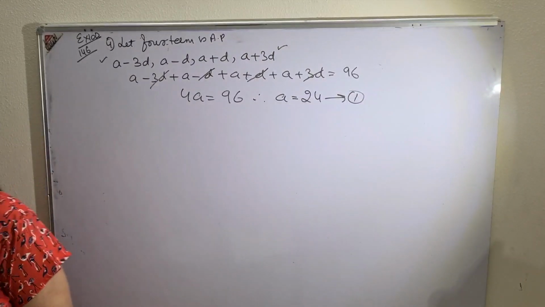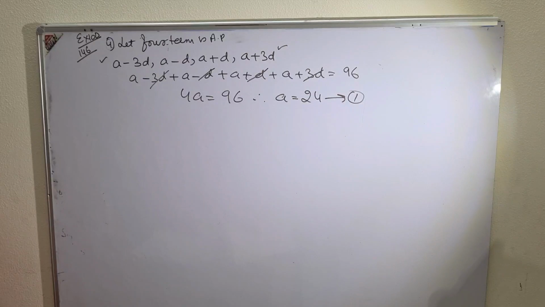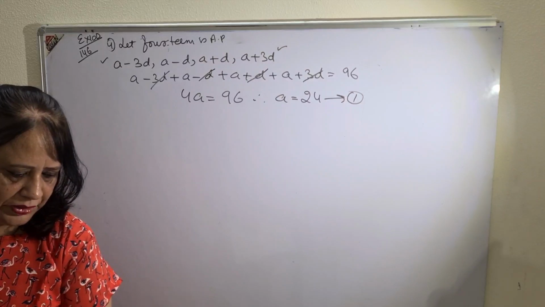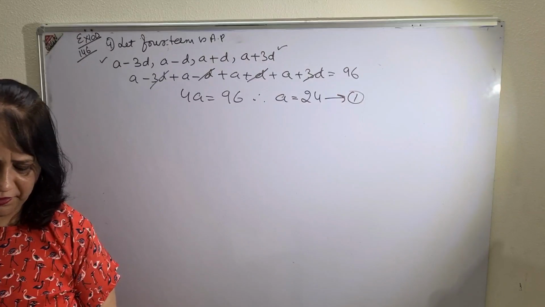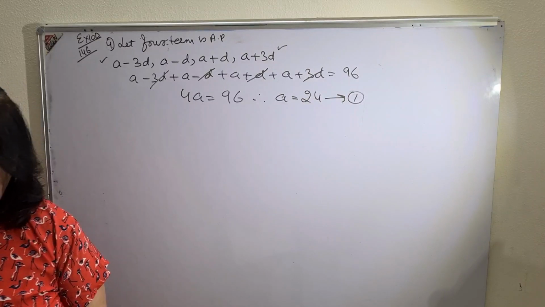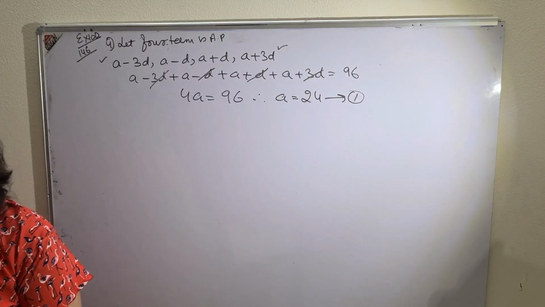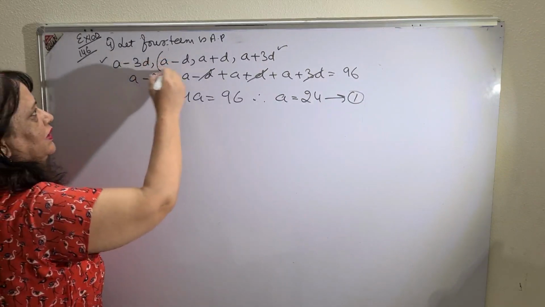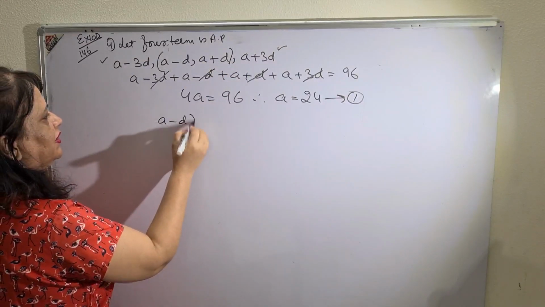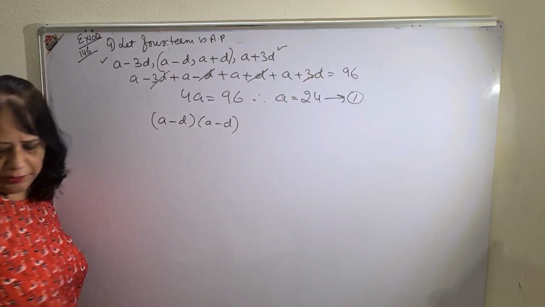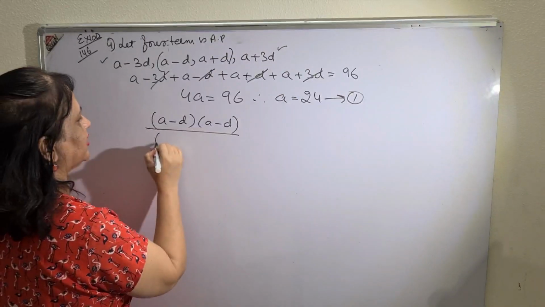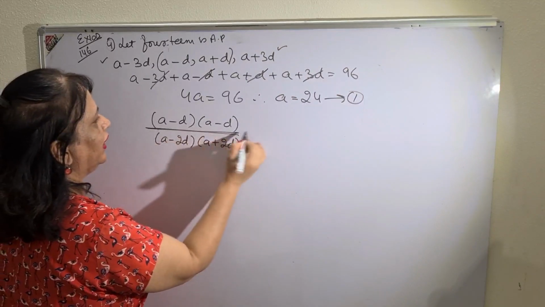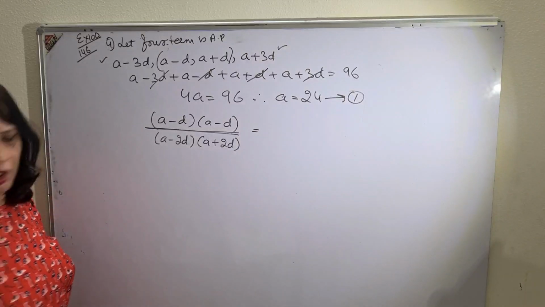Then moving on to the second condition of the question, it is written that the ratio of the product of their means to the product of their extremes is 15 upon 7. That is why I was telling you how important it is to write the order, because the product of the means means the center ones, a minus d and a plus d, and the extremes are a minus 3d and a plus 3d.